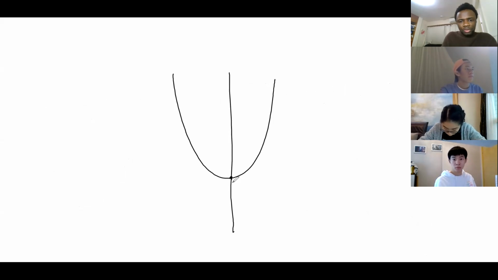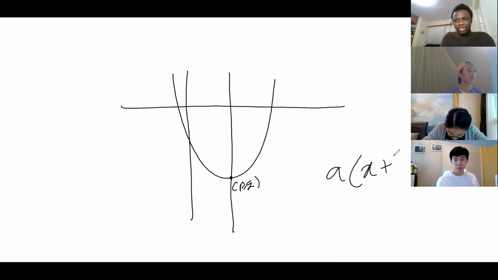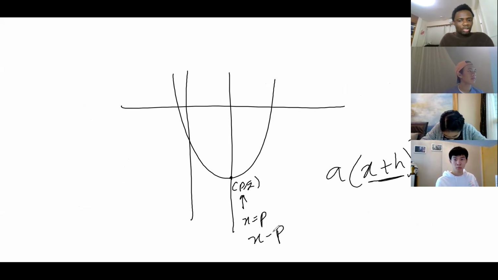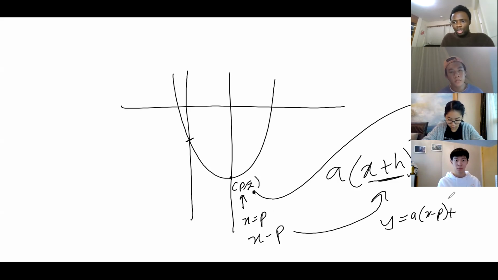If you have the coordinates of the vertex, for example as P, Q, what I'm trying to say is that this is a, x plus h, remember this, all squared, plus maybe some k. The x equal to p means in this bracket you had x minus p, and this q is the value of y. And here you will be given the y-intercept. If you substitute all this, you get y equals a(x minus p) all squared plus q. Now these are numbers already. The only unknown is a.